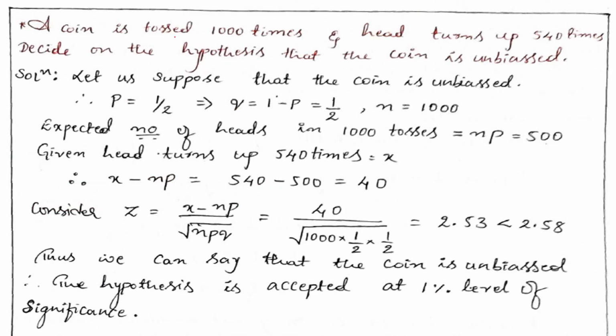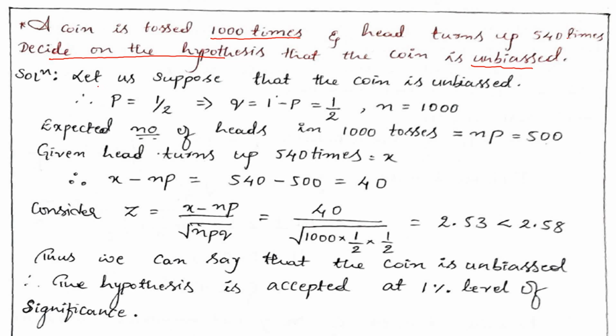A coin is tossed 1000 times. So this is a large sample, and you should go with the first formula, z equal to x minus np divided by square root of npq. Head turns up 540 times. Decide on the hypothesis, whether we reject or accept it, that the coin is unbiased.